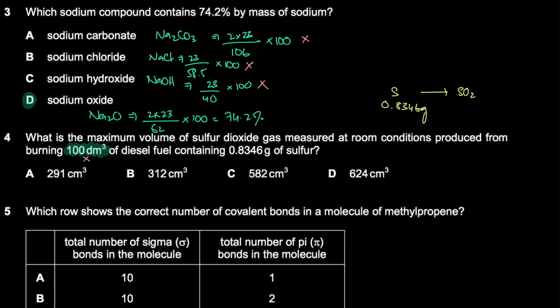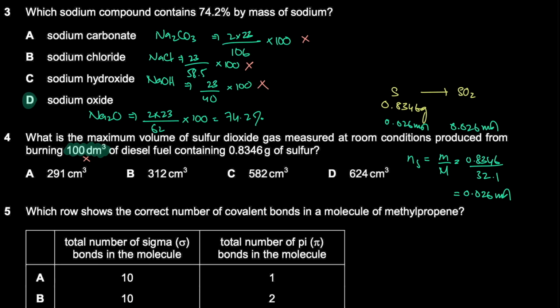So we can find the number of moles of sulfur. The number of moles is the mass divided by the molar mass. So that's 0.8346 divided by the atomic mass of sulfur, which is 32.1, which is 0.026 moles. So we have 0.026 moles of sulfur, and we're getting the same number of moles of sulfur dioxide, 0.026 moles.